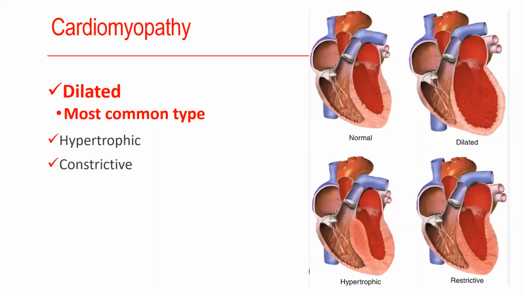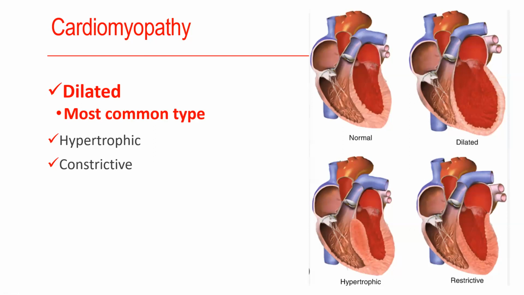All right, guys. So when we look at cardiomyopathies, there are multiple types. Dilated, hypertrophic, and constrictive or restrictive, the same kind of thing. But what's most common for us is dilated cardiomyopathy. So that's the one most likely that you'll be asked questions about.